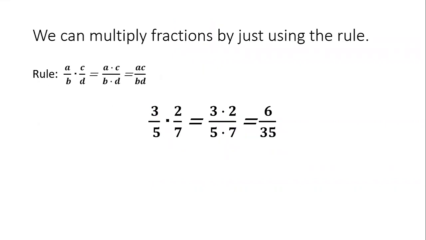We can multiply fractions by just using the rule. If we look at 3/5 times 2/7, again, multiplying our numerators, A times C, we have 3 times 2. Multiplying our denominators, we have 5 times 7, which represent B times D. 3 times 2 is 6. 5 times 7 is 35. So 3/5 times 2/7 is equal to 6/35.